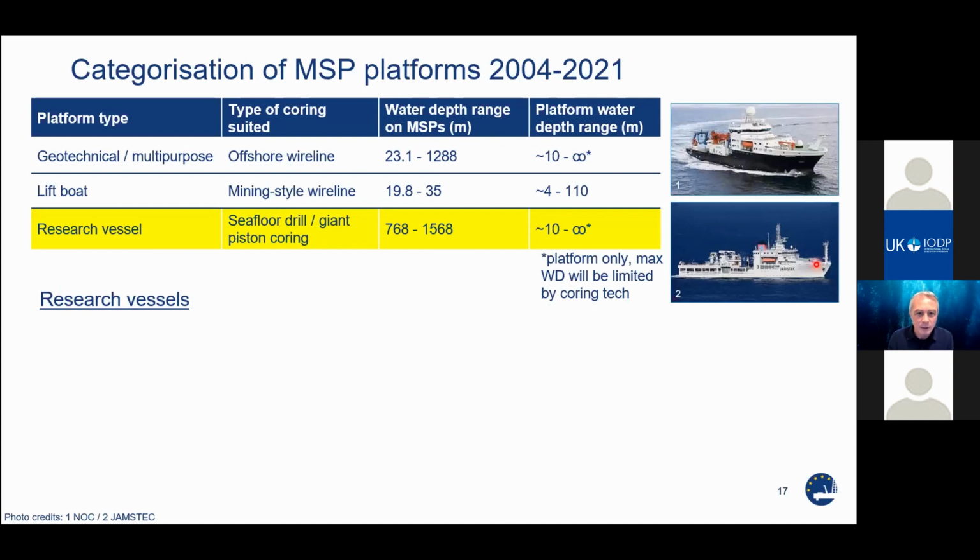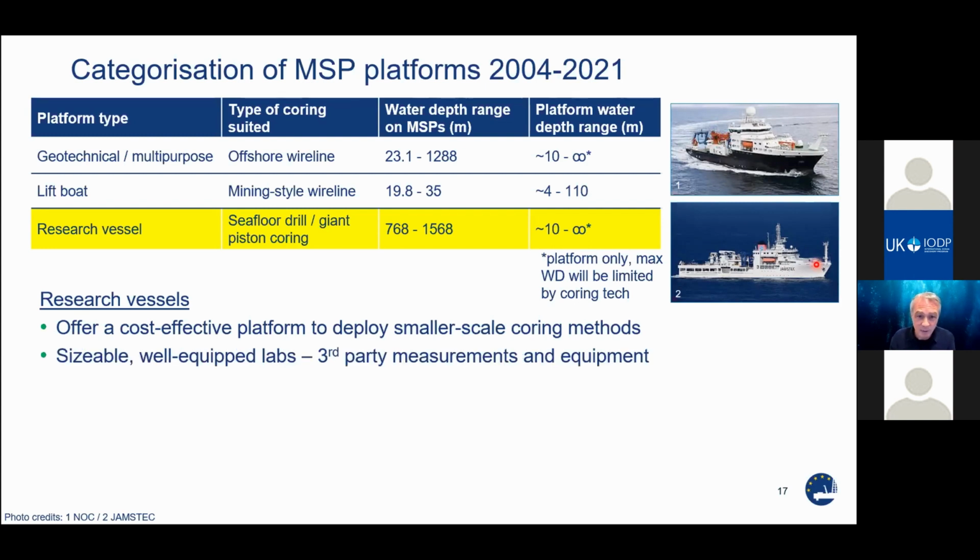The final MSP platform is the scientific research vessel, which we've used once for Expedition 357 Atlantis Massif. We used the James Cook, and we are planning to use the Japanese research vessel Kaimei for Expedition 386 Japan Trench. These vessels are the natural choice for smaller scale coring technologies such as seafloor drills and giant piston coring. So these platforms offer a cost-effective way to deploy smaller scale coring methods.